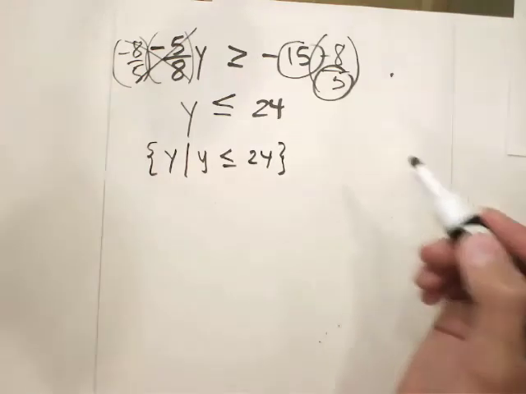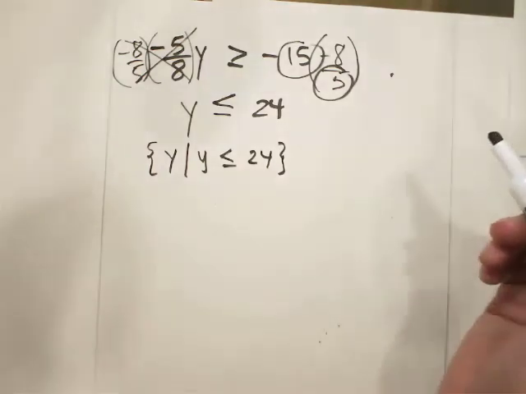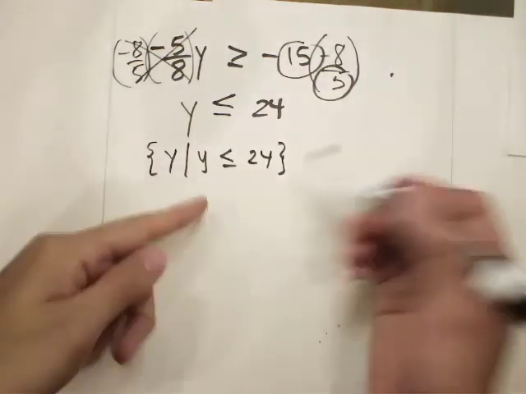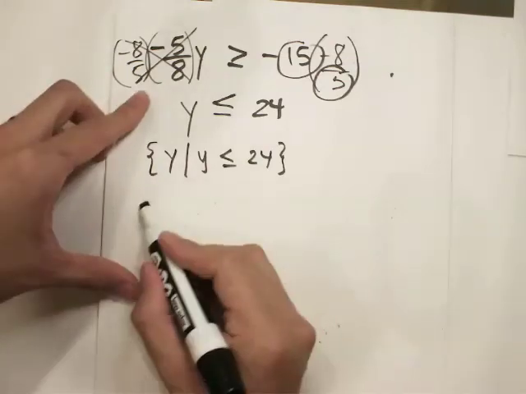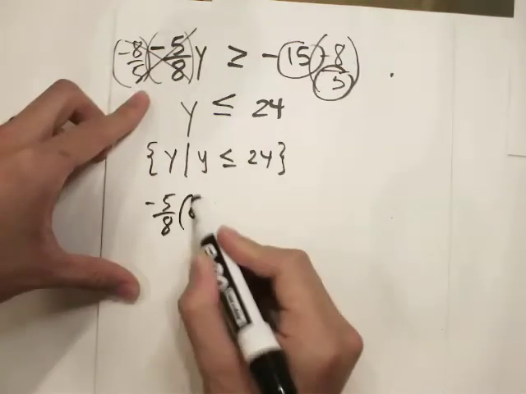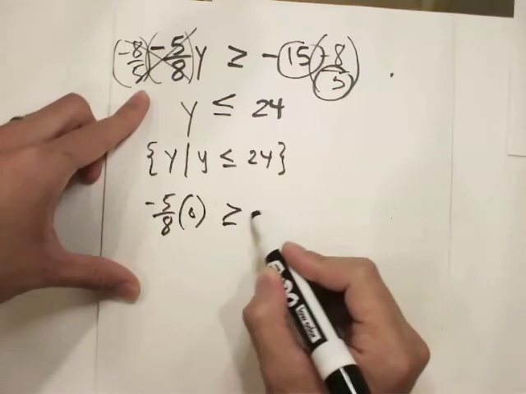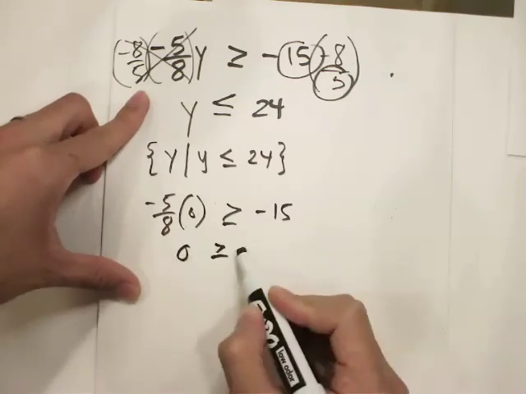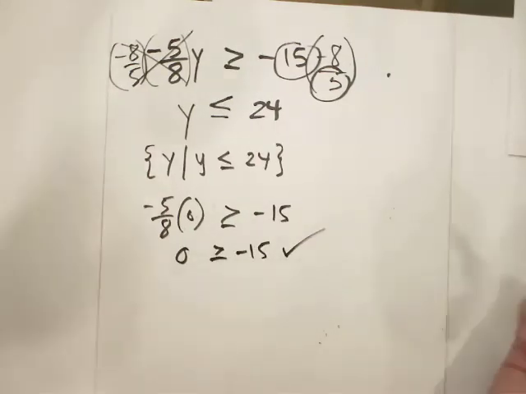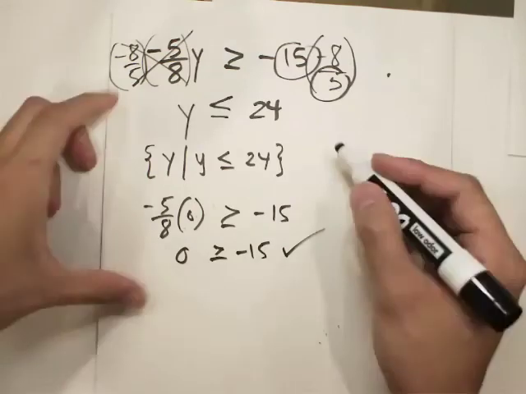Now to make sure it's true, let's pick a number. 0. Again, anything that's less than 24. Pick a 0. So 0 is less than that. So if I plug it in, 5/8 times 0, is that still going to be greater than negative 15? Indeed, it's true. So we know our answer is correct. So don't forget to test it at the end as well.